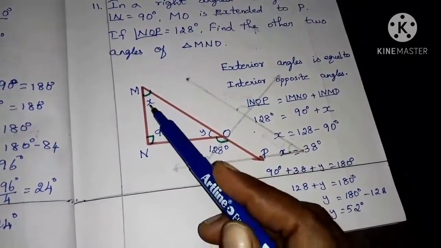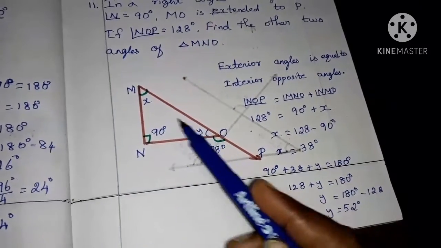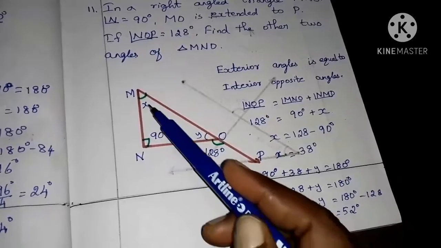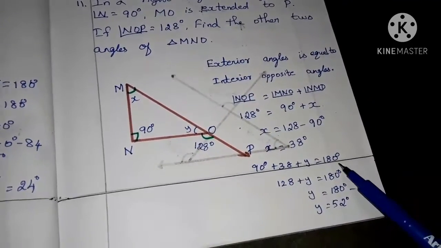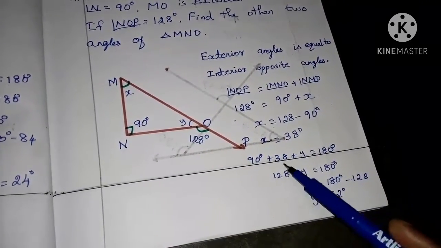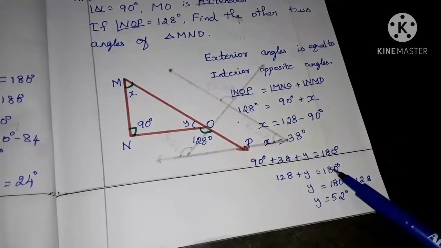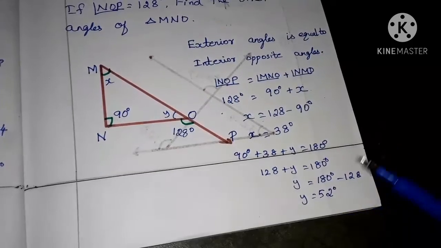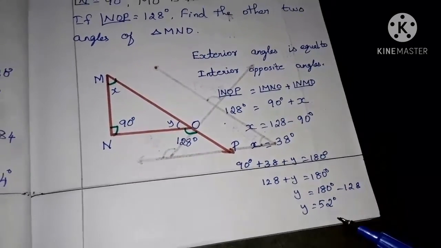If we know these two angles, we can find the third easily, because the sum of the angles of a triangle is 180. So 90 plus 38 plus y is equal to 180. 90 plus 38 is 128, plus y is equal to 180. y is equal to 180 minus 128. So y is equal to 52.